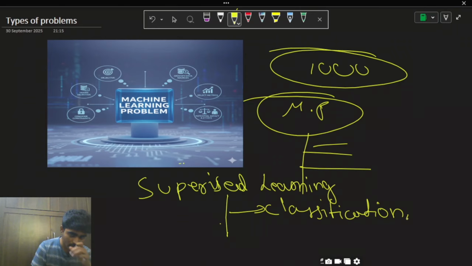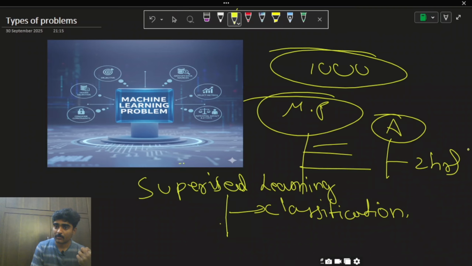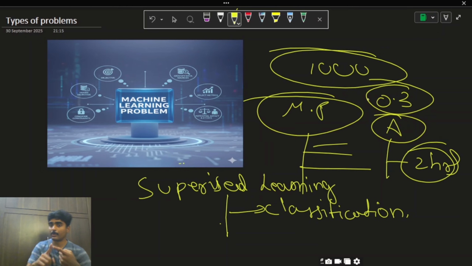Let's say a person named A watches 2 hours of Netflix content. The probability that this person A wants to leave the platform is around 0.3%. Now the amount of discount you offer to this person will definitely be less, right?